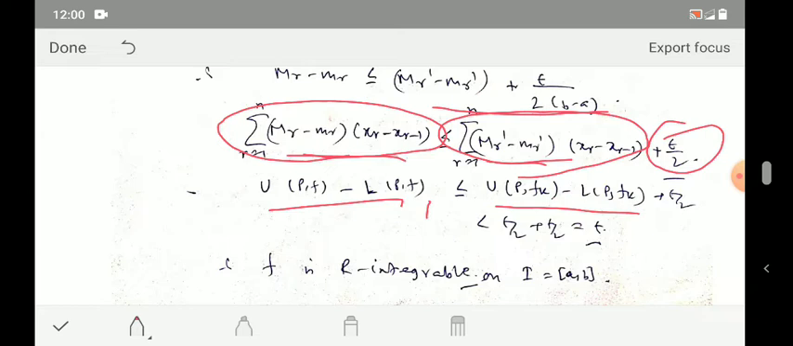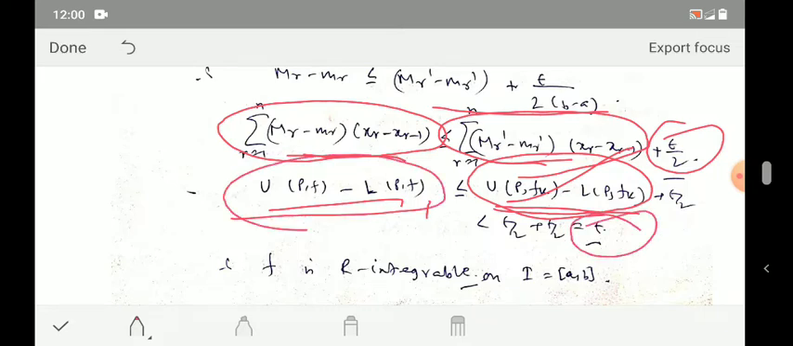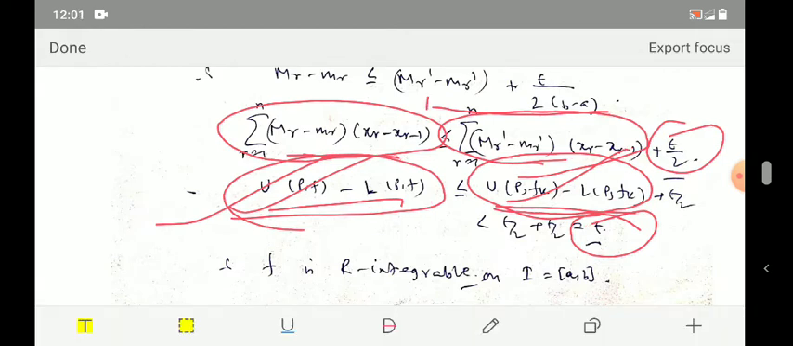Therefore, we already got U(P, f_k) minus L(P, f_k) less than epsilon by 2 for this partition P. Therefore, this is less than epsilon for this partition P. Hence, we can say that f is Riemann integrable on [a, b]. The first part of this theorem is proved. That is, if f_n converges uniformly to some function f and f_n are all Riemann integrable on [a, b], then the limit function f is also Riemann integrable on [a, b].